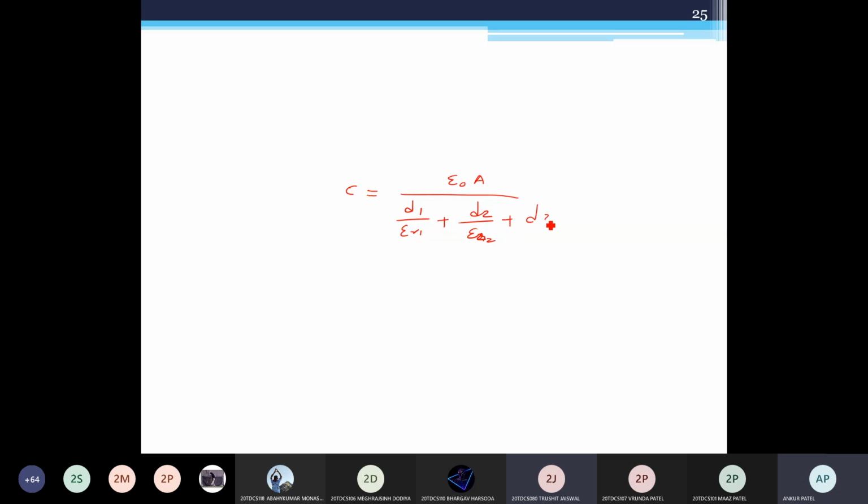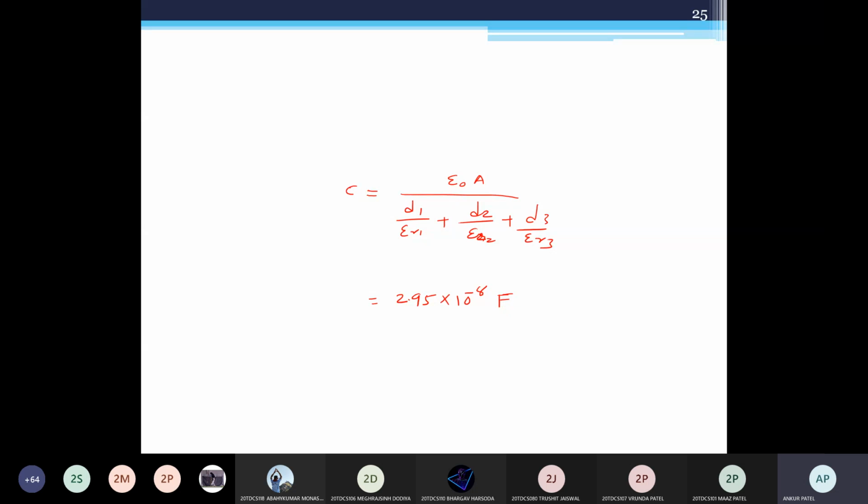2.95 into 10 raised to power minus 9. Wait, what are you getting? 2.95 into 10 raised to minus 8. 9 or 8? 8. Okay, I am writing 8. Okay, and unit? Farad. Okay, I am writing farad.